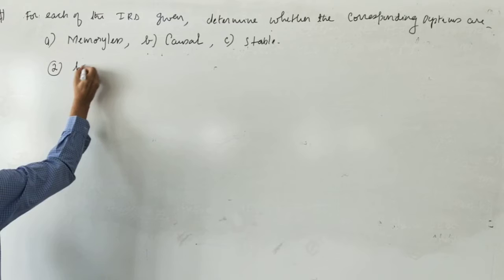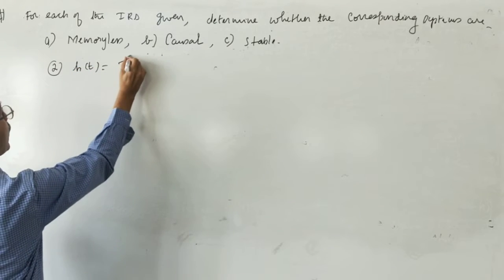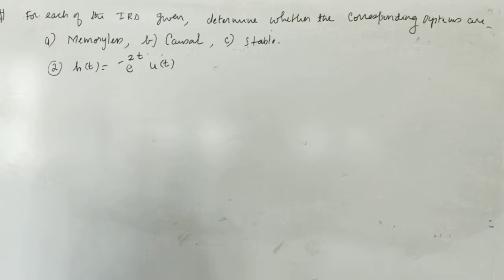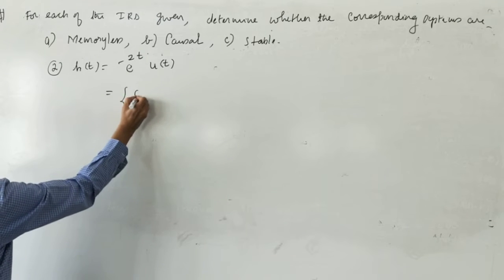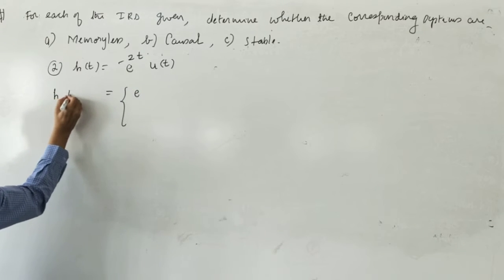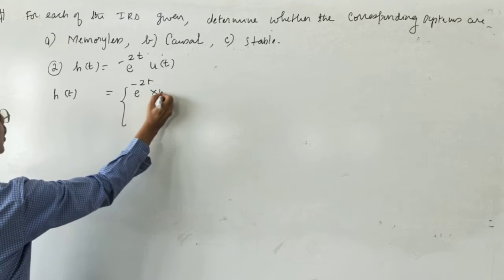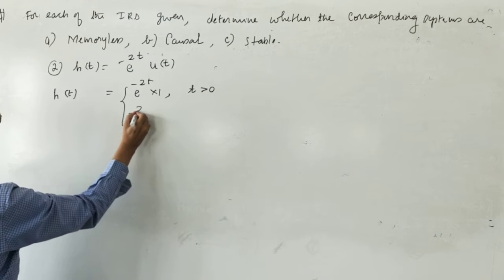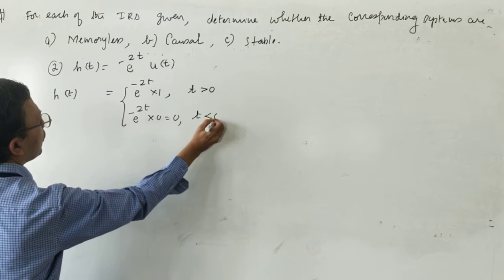h of t equals e power minus 2t into u of t. See, u of t is either 1 or 0. So this is nothing but h of t, I can write as h of t equals e power minus 2t into 1 for t greater than 0, and e power minus 2t into 0, equal to 0, for t less than 0.